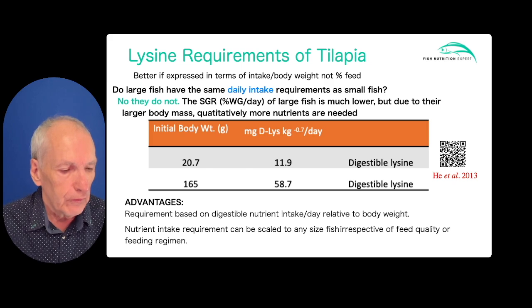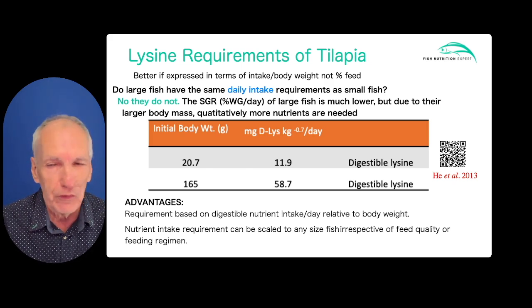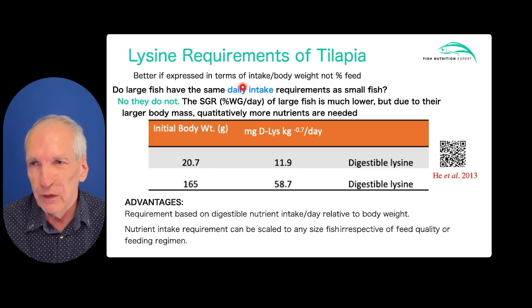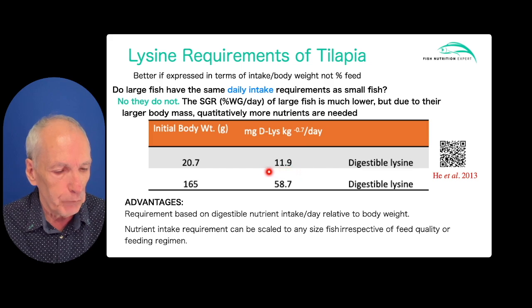Okay, so just now we saw if we report lysine as a percent of feed or as a percent of protein, that it isn't really different. But if we start looking at lysine requirements expressed as an intake as a body weight and not as a percent of feed, then what we see is that in our table here, we have initial body weight is 20 grams. And what we see is the requirement is 11.9 milligrams of D-lysine per kilogram body weight per day.